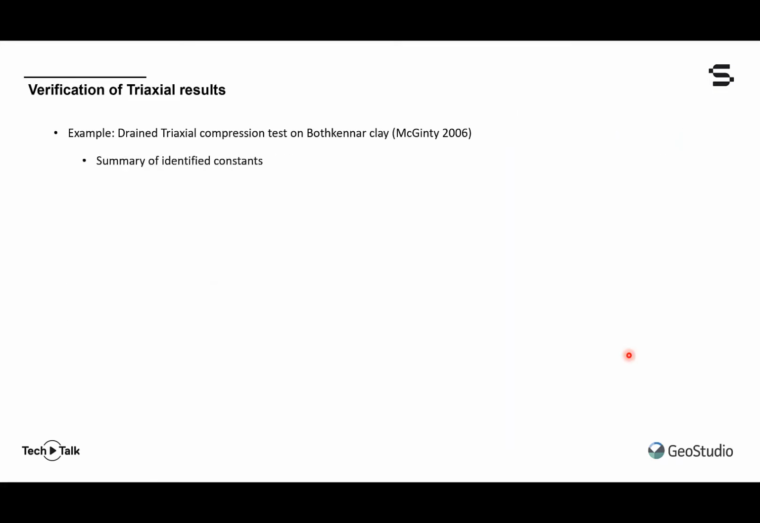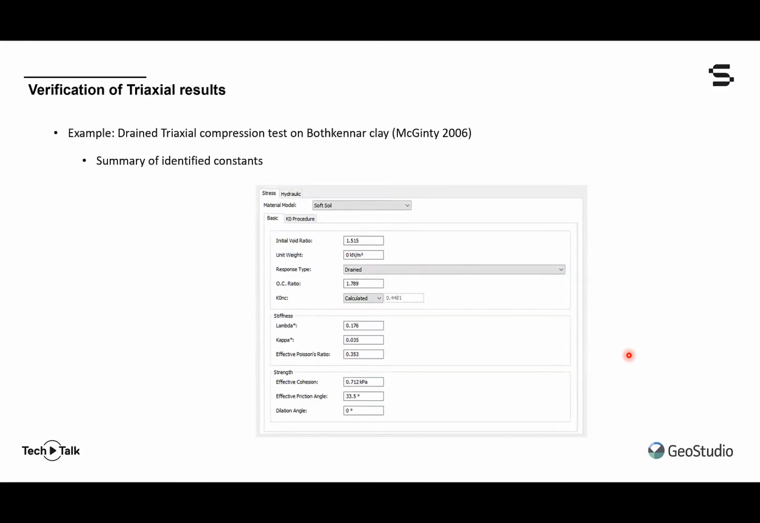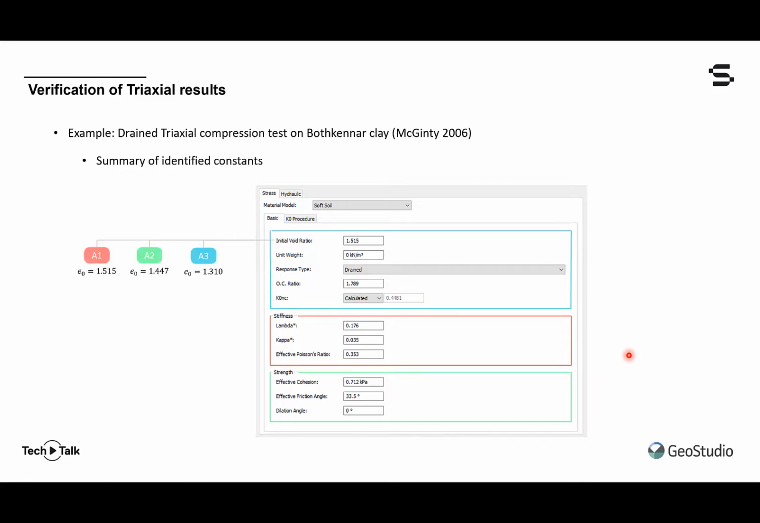The results of the calibration procedure for the clay can be summarized as follows. Three stiffness constants, including lambda star, kappa star, and the effective Poisson's ratio. The Mohr-Coulomb strength parameters, including the effective cohesion and friction angle. And the sample-specific parameters for the three tests. So we show one screen capture, but of course each of the three specimens has its own unique values for E0 and OCR.